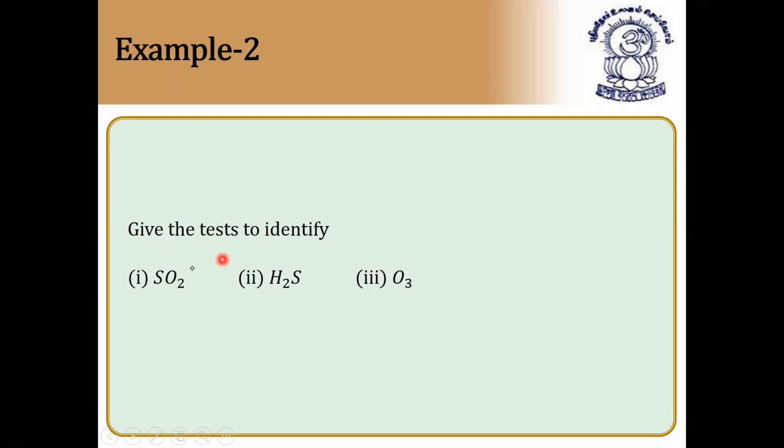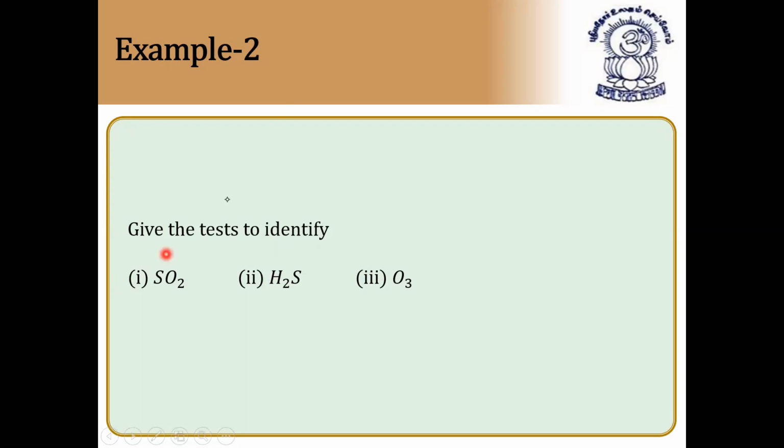Next, example 2. Give the tests to identify sulfur dioxide gas, hydrogen sulfide gas, and ozone gas. Very easy. For sulfur dioxide gas, when sulfur is burnt in air, it forms sulfur dioxide gas. It is a colorless gas and acidic in nature, with a pungent odor.